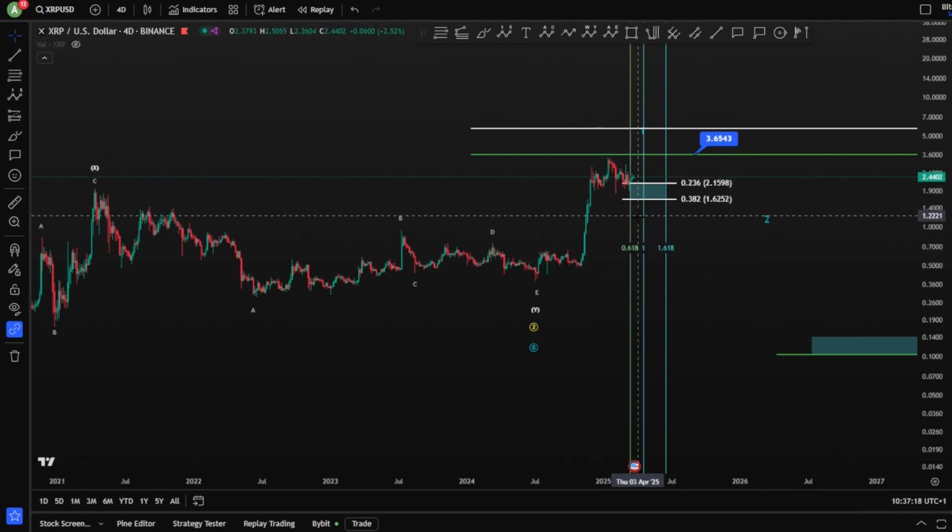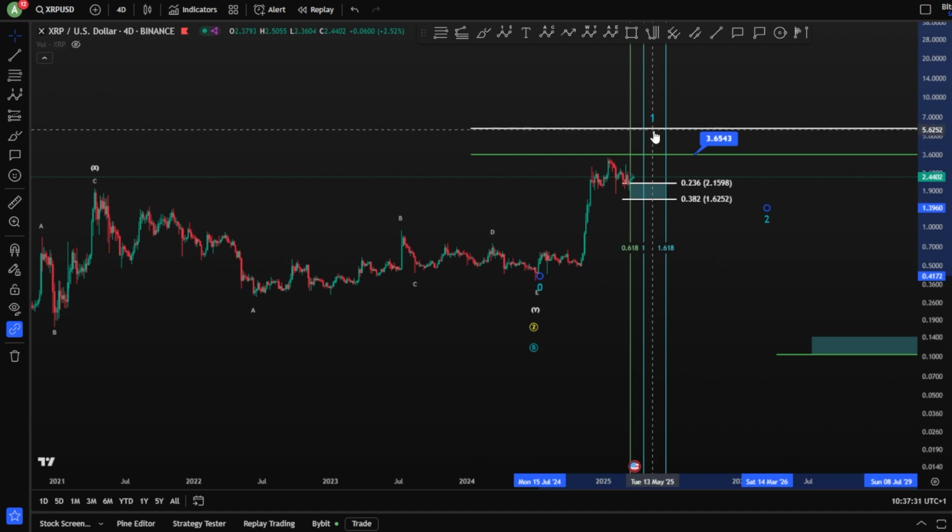And of course, in case we are still ranging here in A, B, C, D, and an E, in this case scenario we are still looking for higher prices and still looking for a wave 5 to finish, of course, a wave 1 and then a wave 2.